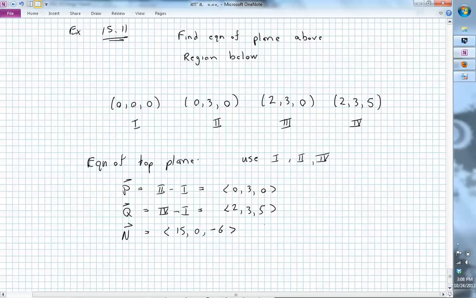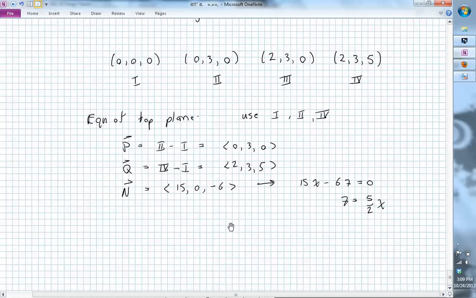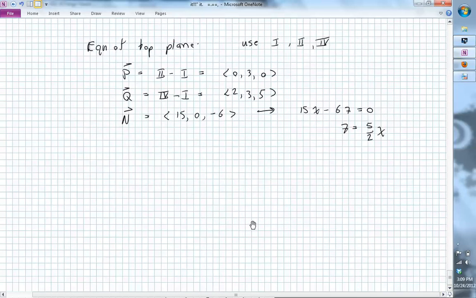Build the equation of the plane. That's 15 times x, 0 times y, and 6 times z. So z is equal to 5 halves, I guess, 5 halves x. It just so happens here that z is a function solely of x. And that was just an accident of this particular plane. Okay, so the top plane is 5 halves x.